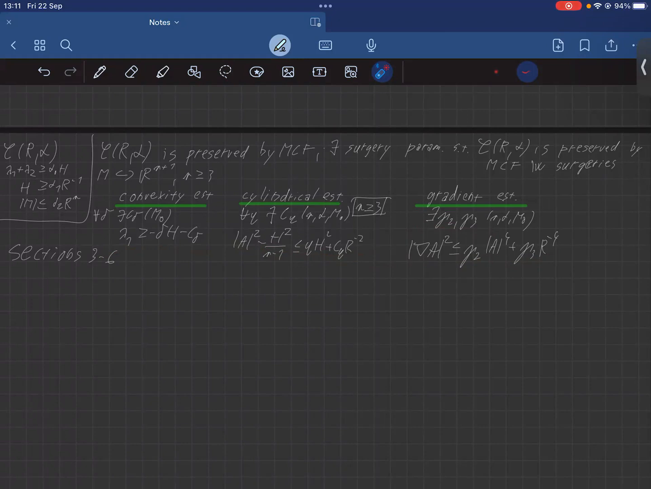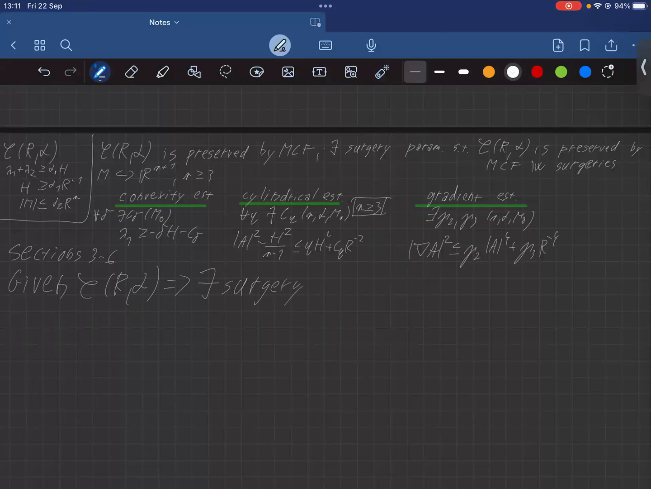Because a priori, we don't know which surgeries we are gonna perform, and thus we can't just do the surgeries beforehand and choose the maximum of these constants. We just want some uniform bound for all times. So that's, as I mentioned, the content of sections 3 to 6. So basically, just to sum up, given the class CR alpha, there exist surgery parameters such that these estimates hold for mean curvature flow with such surgeries. Okay, does it make sense? Are there any questions?